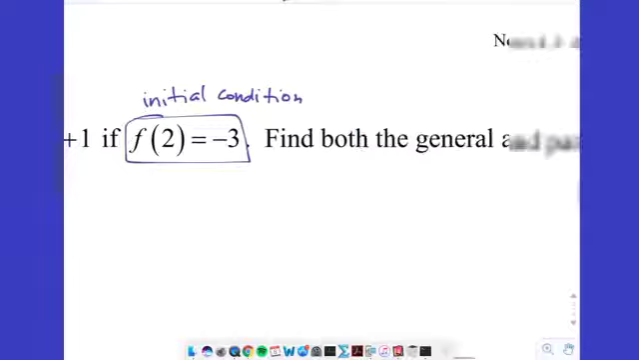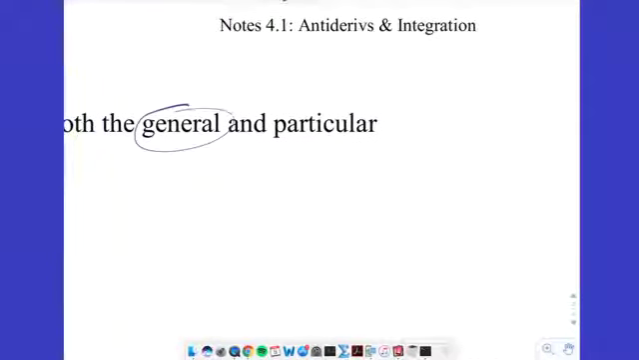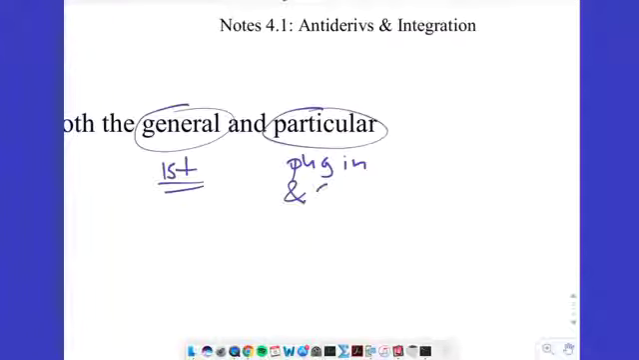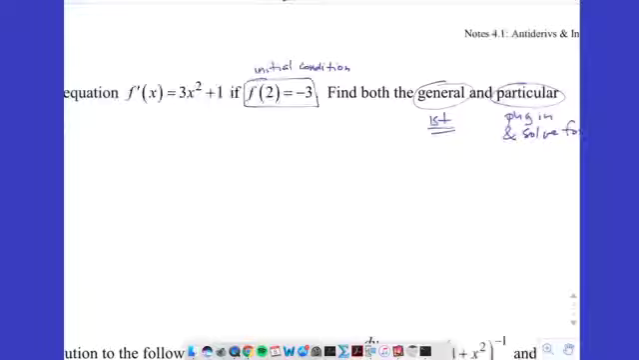So here's what we do. We find the general solution first. Even if you're just after the particular solution, you have to find the general solution first. And then to find the particular solution, you're going to plug in and solve for c. You're going to be able to get the value of c. And then, of course, you're going to rewrite it with that new c value. So I'll show you what I mean here.